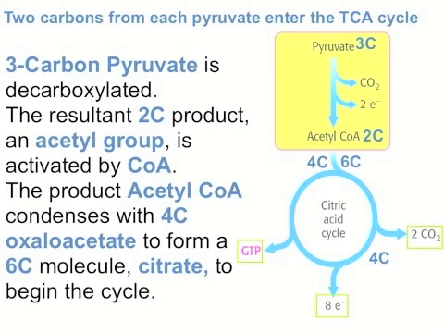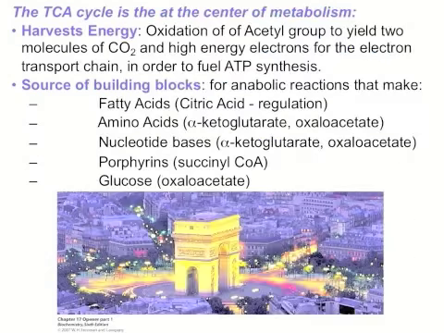2 carbons from each pyruvate molecule will enter the TCA cycle to be oxidized. The 3-carbon pyruvate must be decarboxylated, and the resultant 2-carbon product, an acetyl group, is also activated by coenzyme A. And so the final product, acetyl-CoA, condenses with the 4-carbon oxaloacetate to form a 6-carbon molecule, citrate, and this begins the cycle. Now, the TCA cycle is actually at the center of metabolism.